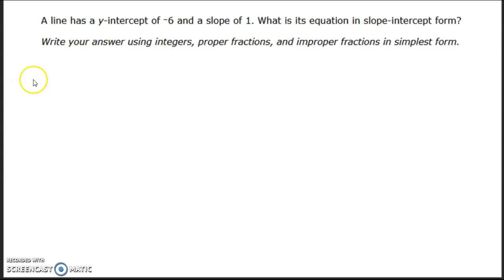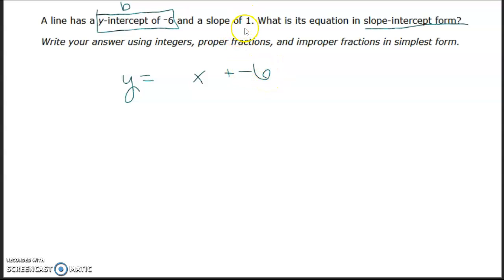So let's do another one. Again, I need to know the slope-intercept form. So I'm going to write y equals x plus, because I know I'm going to fill in the m, and I know I'm going to fill in the b. It has a y-intercept of -6. Just knowing that piece of information, I'm like, okay, the y-intercept is the b, so that must go here, -6. And the slope is 1. That can go here, because we have a slope of 1, so that's our m.